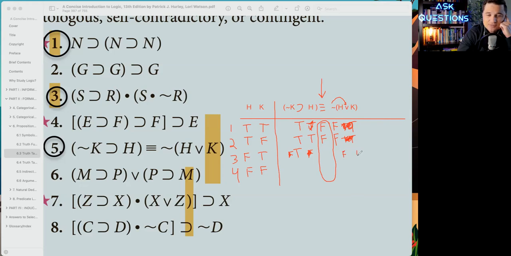K is true. So this truth will win out in this disjunction. And we have the negation of that T. So we have an F here. And yet again, we end up with a false statement. So this is looking like a self-contradiction, but I think we're going to see.